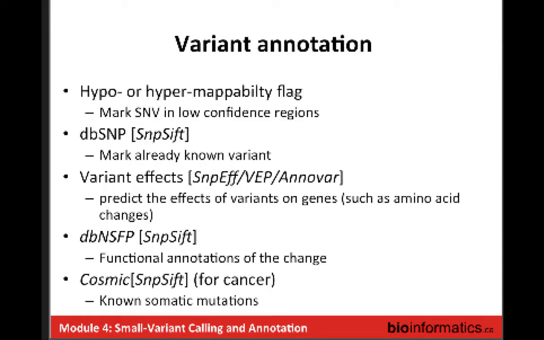When you do that, as I said, you usually annotate your variants. What is important to annotate is the mappability. Is my variant in a region where I know it's hard to map reads? We have tracks to measure that. If you are in a region with low mappability, that could be an issue for your variant, and you cannot be too confident about it. You can use dbSNP to see if the variant has already been reported. You can predict the effect of your variant, so tools like SnpEff, VEP, or ANNOVAR can be used.